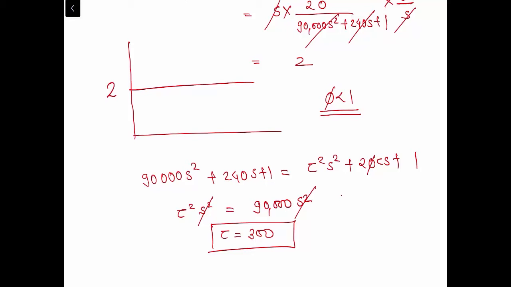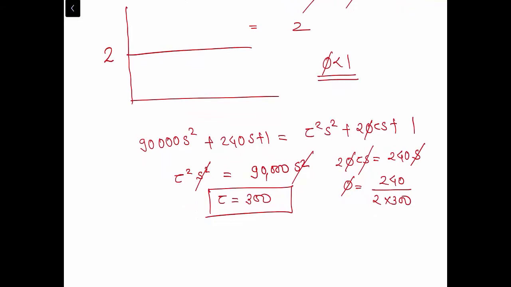So 2 phi tau s equals 240 s. So s cancels. So phi will be 240 upon 2 into 300. So you can calculate it, how much it is coming. If you calculate this on your calculator, 240 upon 2 into 300, you can say approximately 0.4 is coming.